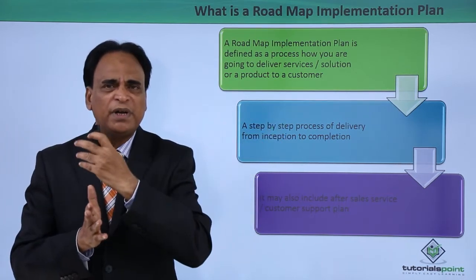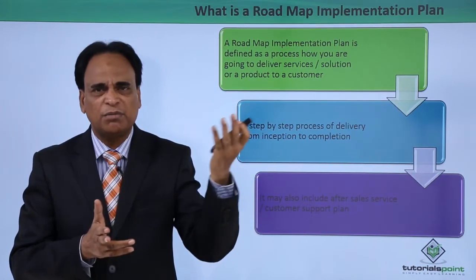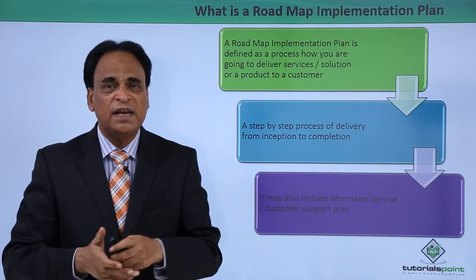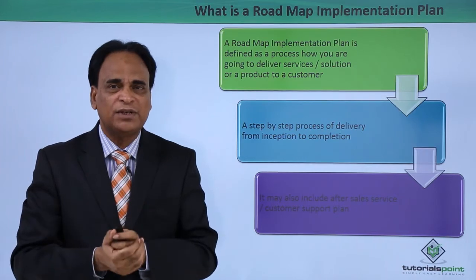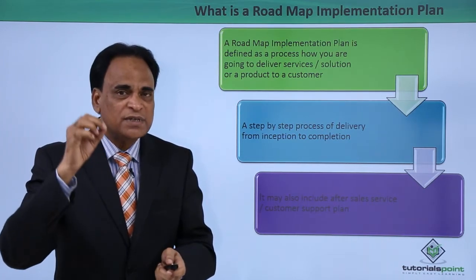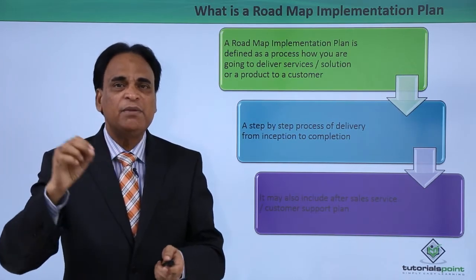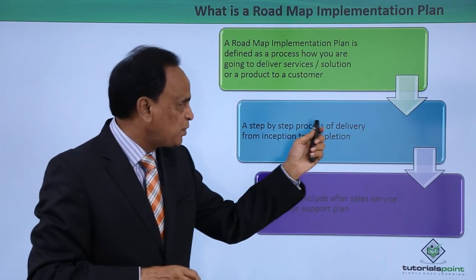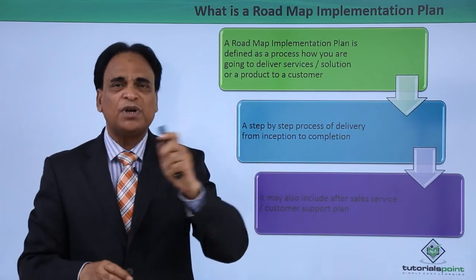Depending upon the services and solutions, it can run up to 10 pages, 15 pages, 20 pages, sometimes even 50 to 70 pages. It is actually the delivery plan that you are talking about, and this is precisely what the roadmap implementation plan is all about: a step-by-step process of delivery from inception to completion.